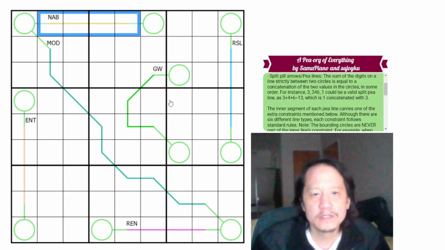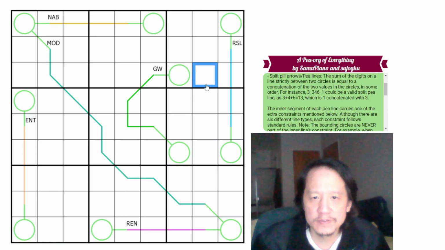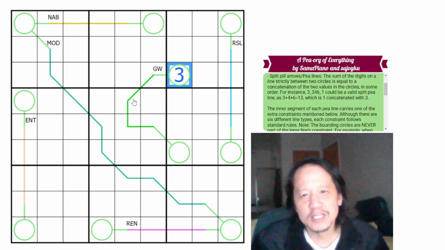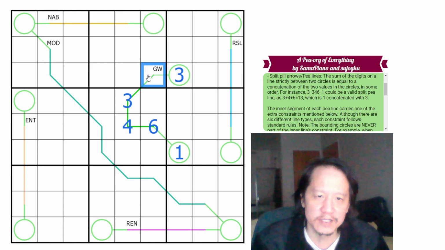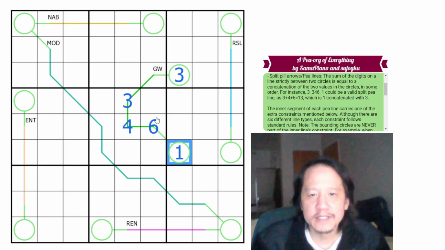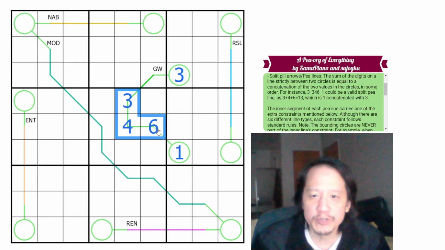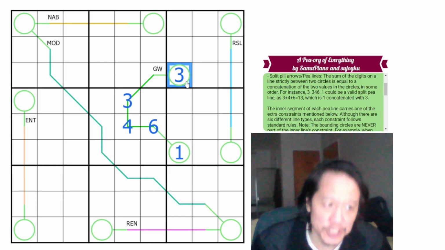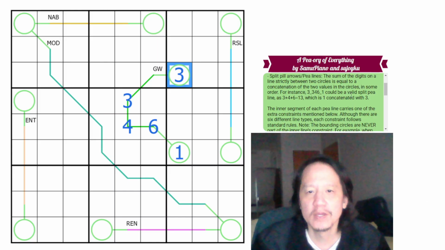For instance, say this was only 5 and it only had these three. We're just gonna make believe. Say, for example, this was 3, 4, and 6, and this was 1. This could be a valid split P line as 3, 4, and 6 add up to 13, which is 1 concatenated with 3. So one of these is the tens digit, and the other one is the ones digit in the split pill arrow or P line.